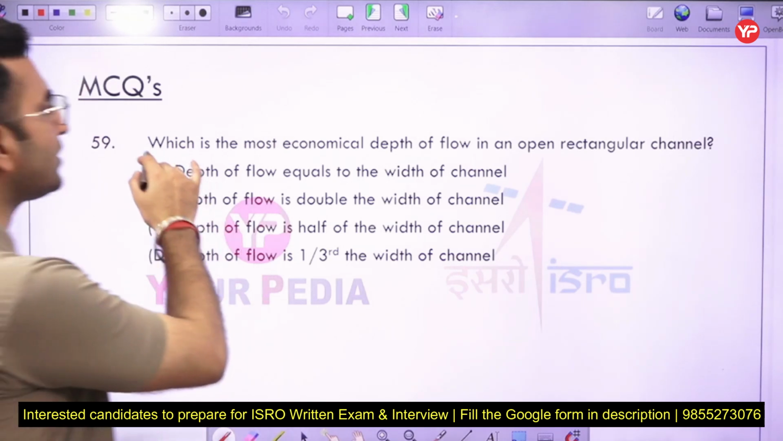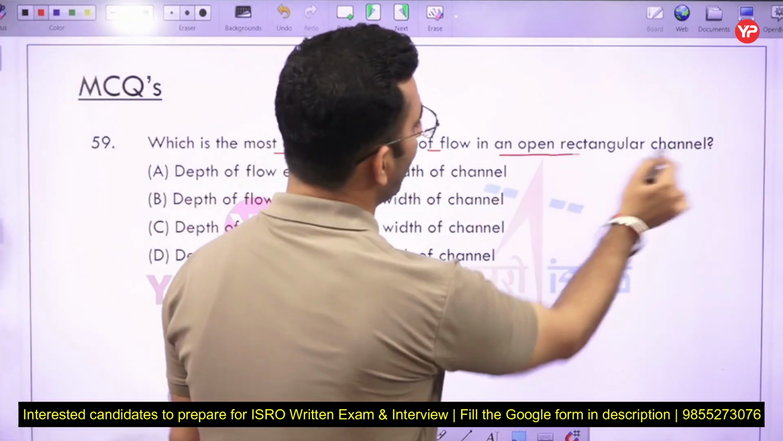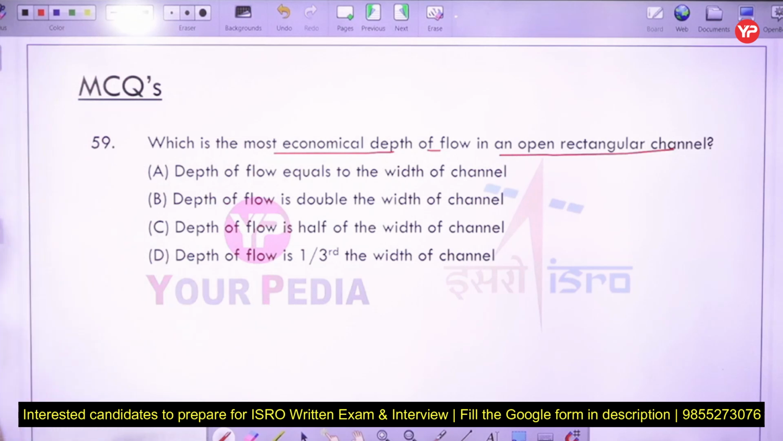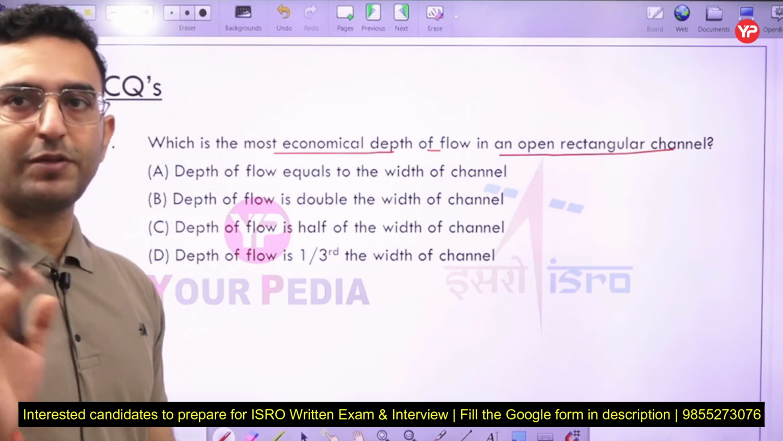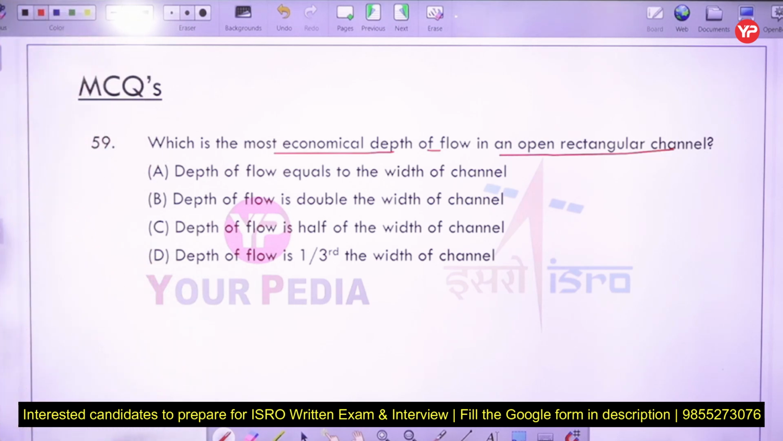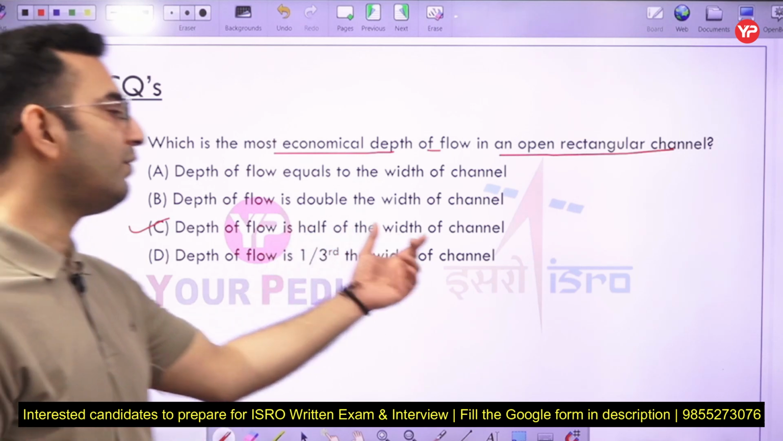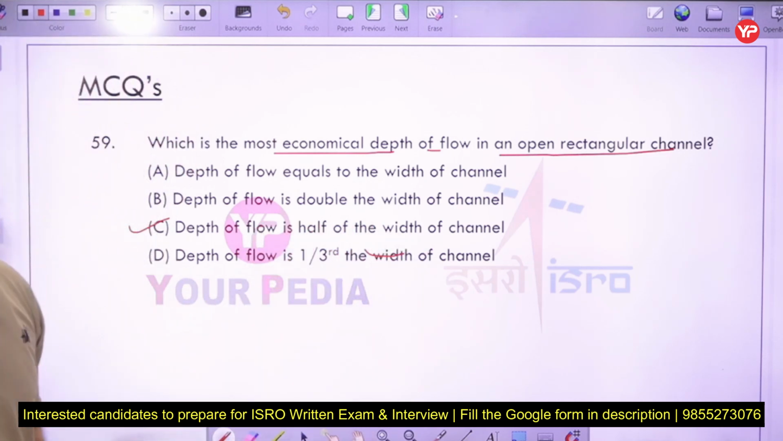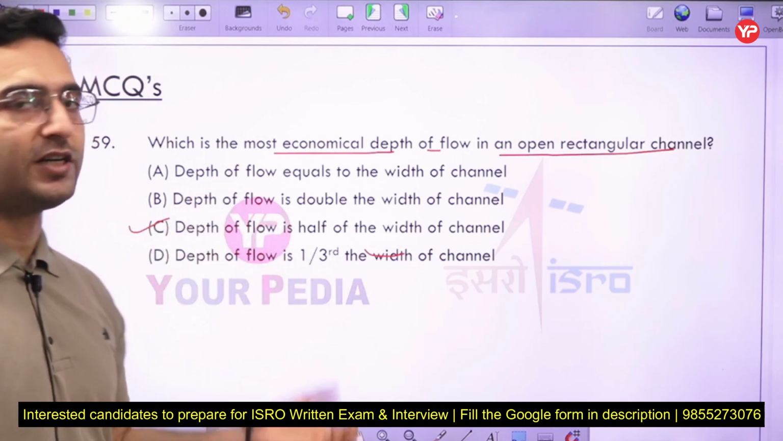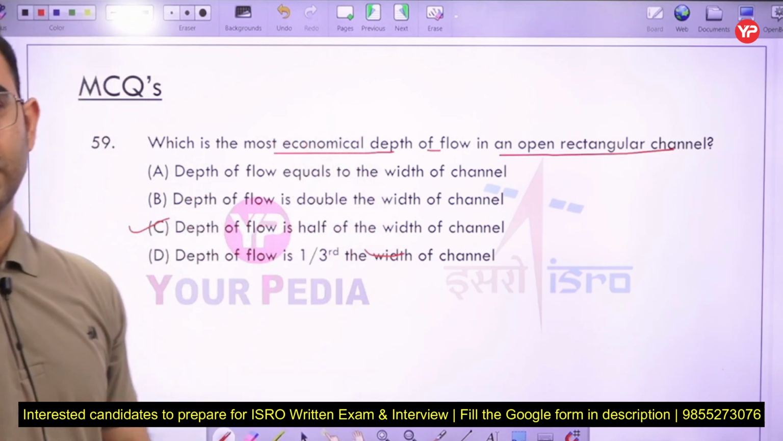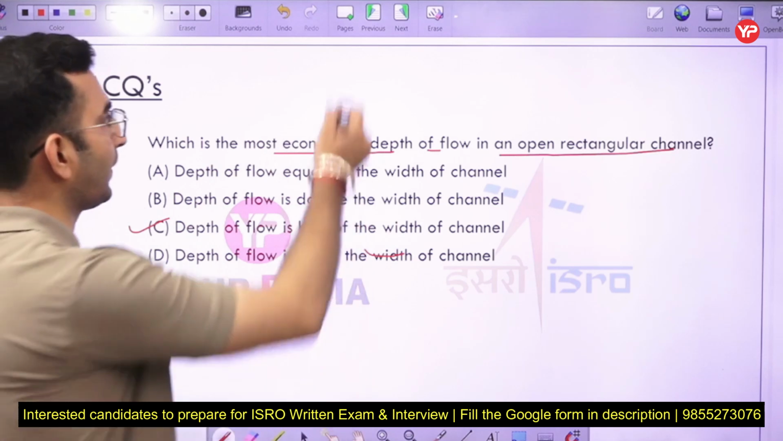Next, which is the most economical depth of flow in an open rectangular channel? This question is related to open channel flow, although open channel flow is not so important for mechanical engineering, so you can skip that part. In this case, option number C is going to be the correct answer: the depth of flow is equal to half of the width of the channel. That is basically a theoretical question. Either you can just remember that condition, or you can solve the entire derivation. That's a very simple case.